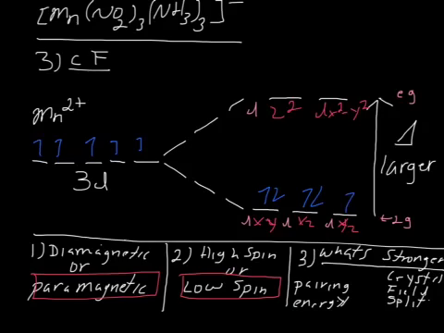And so now let's look at three. What's stronger, the pairing energy or the crystal field splitting energy? And in this case, it's going to be the crystal field splitting energy. And this is because we have such a strong ligand and it requires so much energy that we need more energy for this than we do for the pairing electrons.